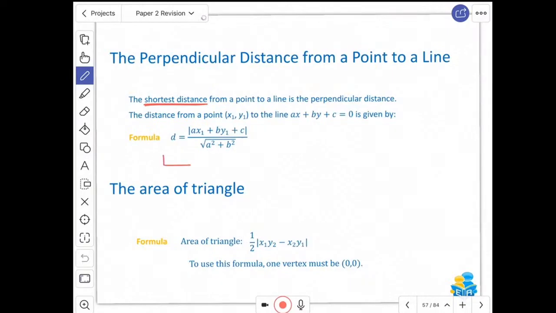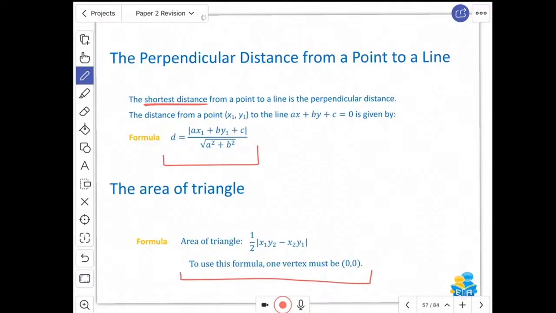Okay, the next one then is your area of a triangle formula, and the main thing that you need to remember about this formula, it's on the bottom of page 18, or the second from the bottom on page 18, is that one of your vertices must be 0, 0.